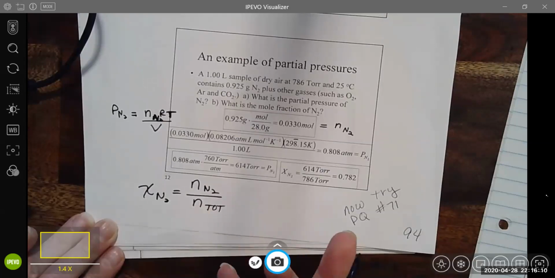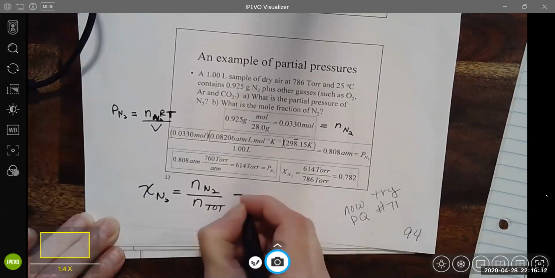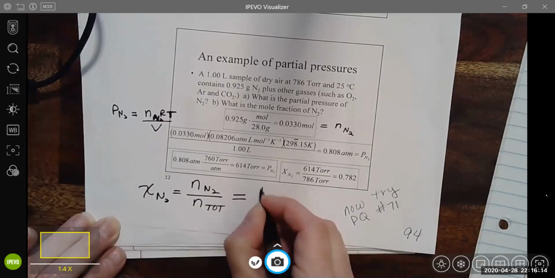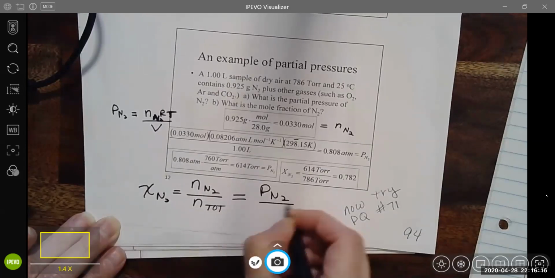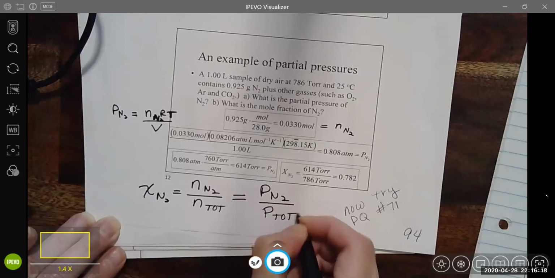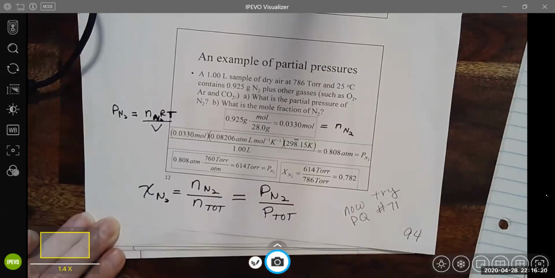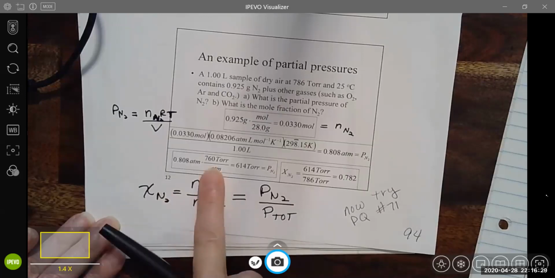I did it a different way. And that is to say that this is also equal to pressure of nitrogen over pressure total. Why did I do that way? Because it's going to be faster. So I'm going to ignore this. I don't even need that. Okay. Mole fraction is also equal to the pressure of nitrogen over the pressure total.